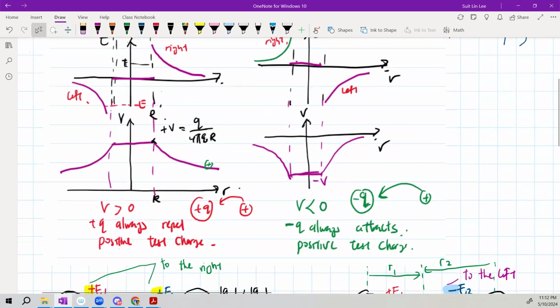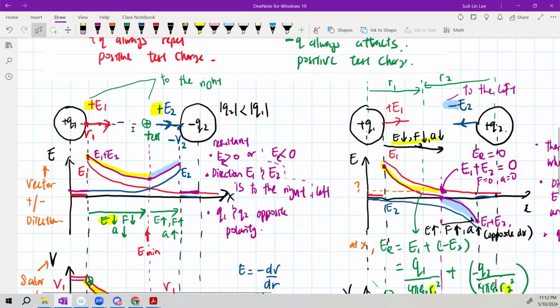For example, for a positive charge, the V is always greater than 0, because a positive charge will always repel the positive test charge. If you want to move a positive test charge from infinity to this point, you need to do positive work, like compressing a spring. Whereas if you want to bring a positive charge from infinity to a negative charge, the work will be negative because it's attractive.